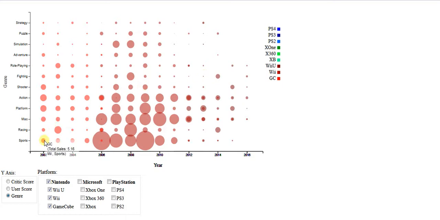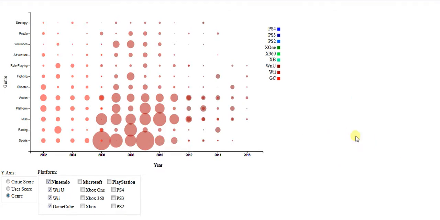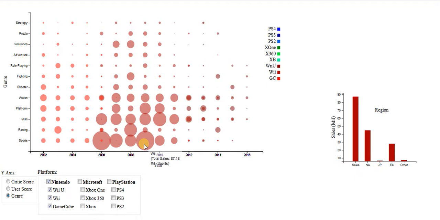If you look at their sports section though, it's pretty low for GameCube, and all of a sudden it got huge for the Wii. When analyzing this data, our team figured out it was probably because of Wii Sports and its subsequent sequel, Wii Sports Resort. And another cool thing with our viz, if you click on any of these circles, you can see this bar chart on the side that breaks down the sales by region.